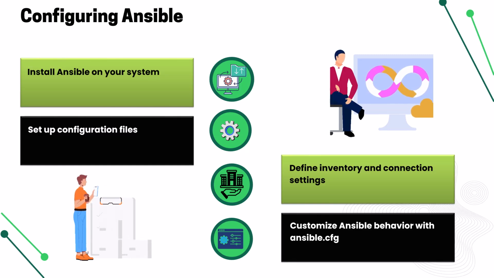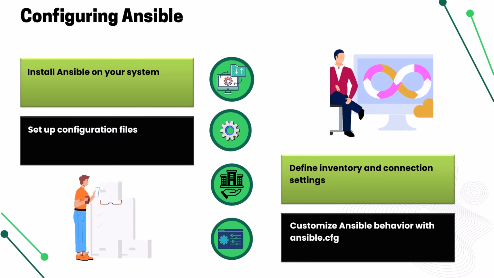Welcome. Let's talk about configuring Ansible, shall we? First, installing it, simple but essential. Next, configuration files, the backstage crew running the show. Then, inventory and connection settings. They determine which machines listen to Ansible's commands. Finally, ansible.cfg lets us fine-tune behavior. Think of it as tweaking the recipe to get the perfect dish.